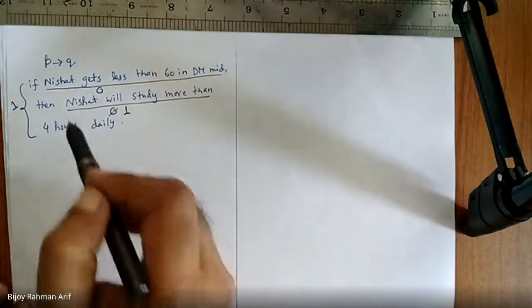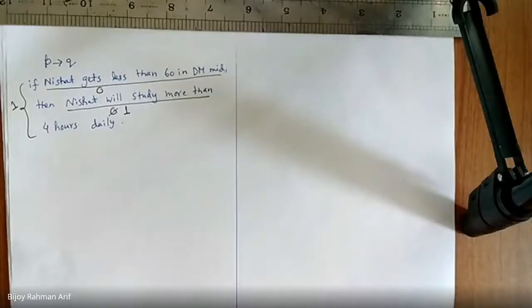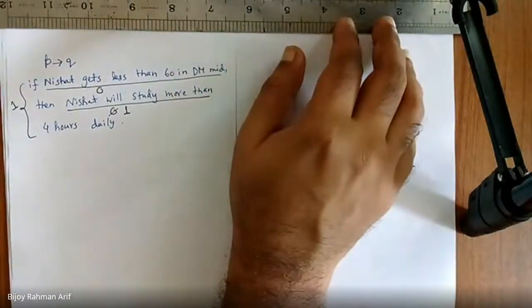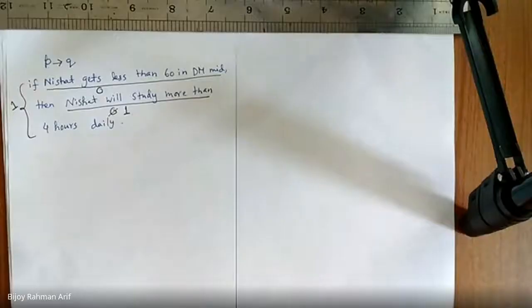So what is the meaning of this? That even if she gets more than 60, she will still study more than 4 hours. So is there anything breaking or not? Yes, sir, her resolution is breaking. No, sir. Some people are saying her determination is breaking, and some people are saying the determination is not breaking.